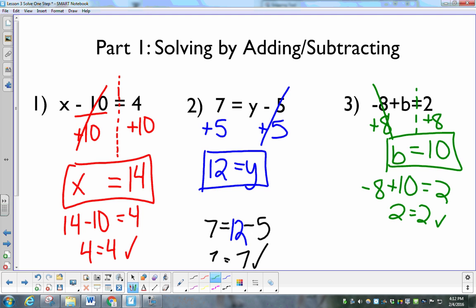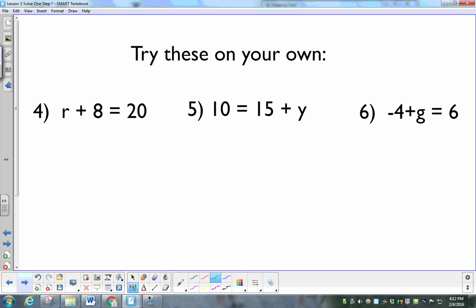All right, so what I want you to do now is try these on your own. I want you to pause the video right now and try these on your own. Okay, and then when you're ready, when you've taken maybe 6 minutes or so, 2 minutes per problem, I want you to restart it and I'll have the solutions up here and you can check your work. All right.